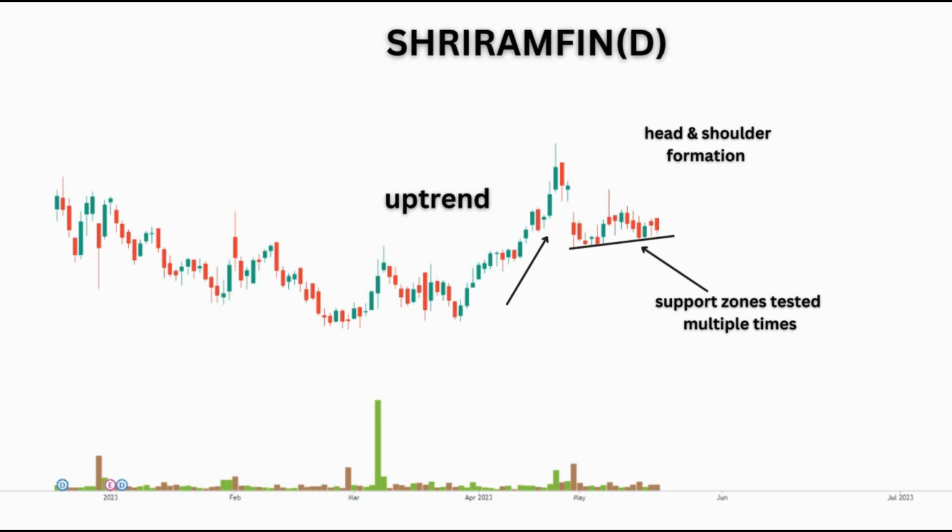what is this indicating? Supply is very strong at these price areas. That's why prices are forming a head and shoulder formation, and the support zone is also getting tested multiple times on the daily time frame. Now we will shift to the 5-minute time frame and look for probable entry setups.